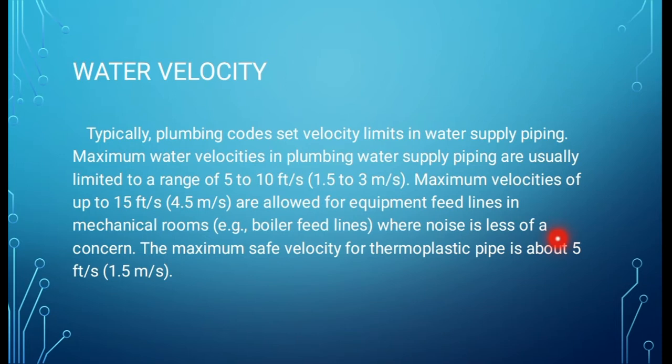Maximum velocities of up to 15 feet per second or 4.5 meters per second are allowed for equipment feed lines in mechanical rooms, for example boiler feed lines, where noise is less of a concern. The maximum safe velocity for thermoplastic pipe is about 5 feet per second or 1.5 meters per second.